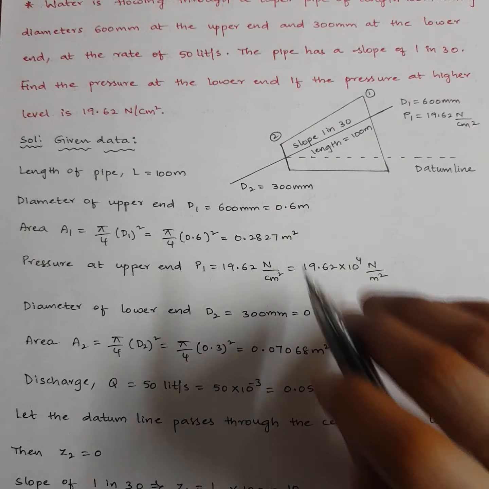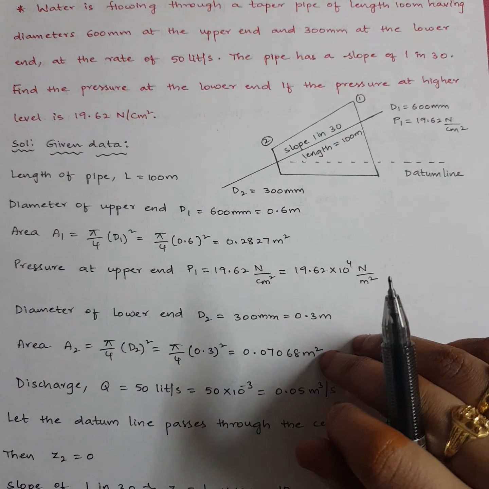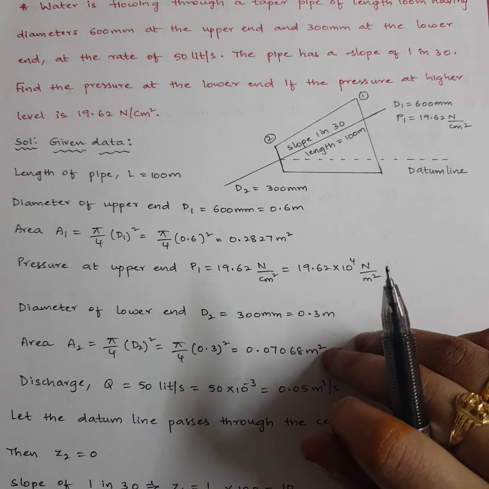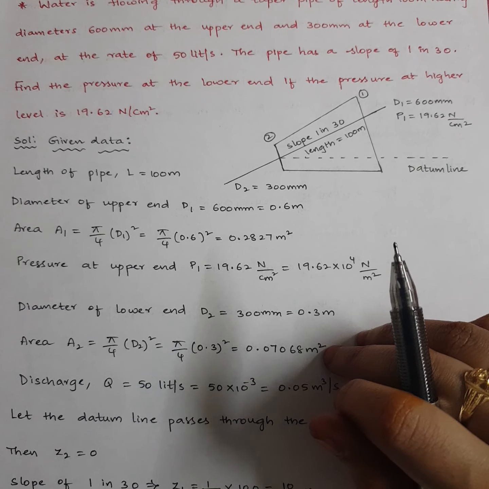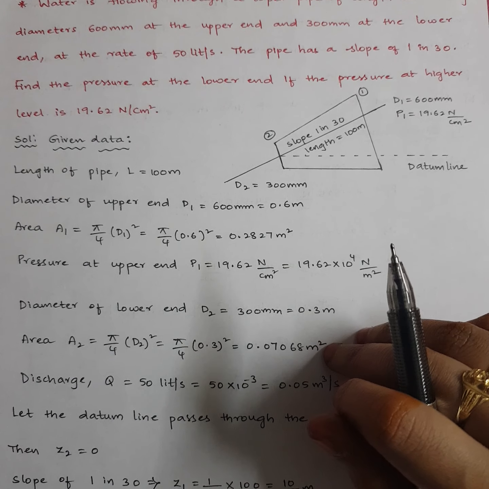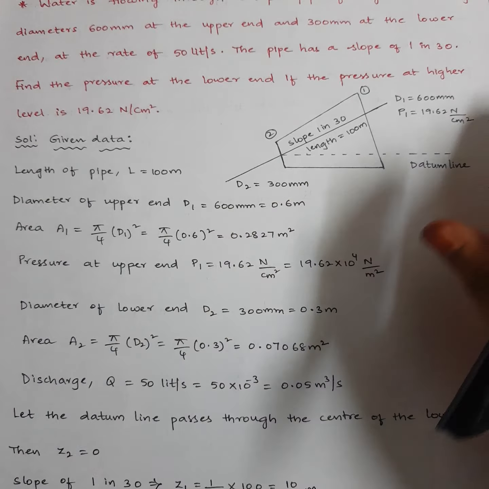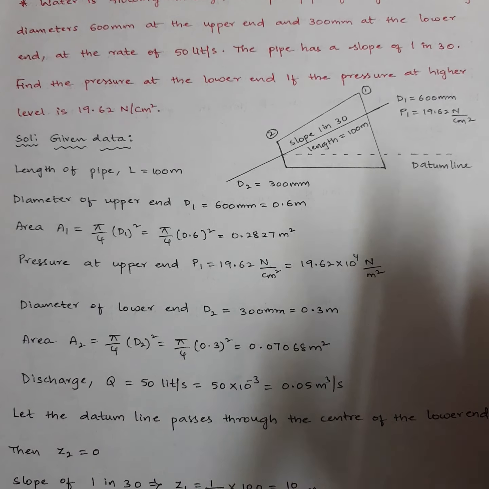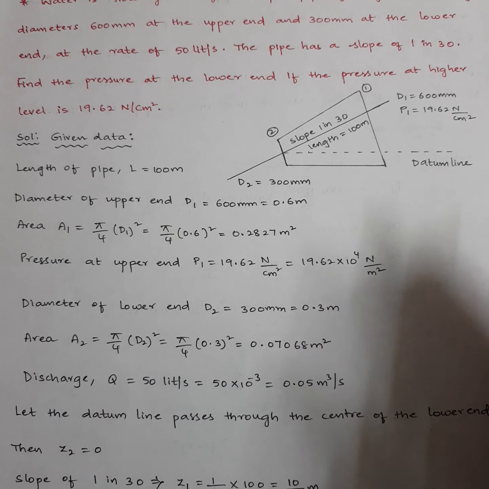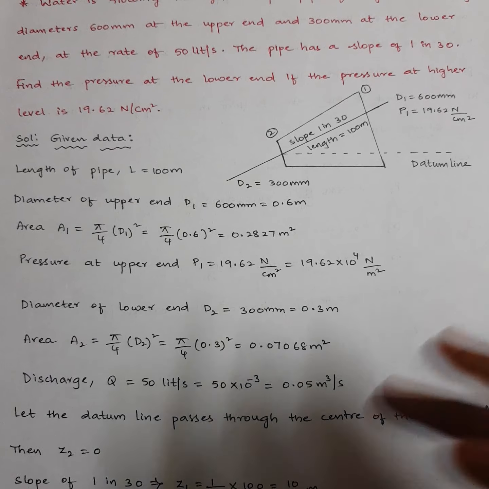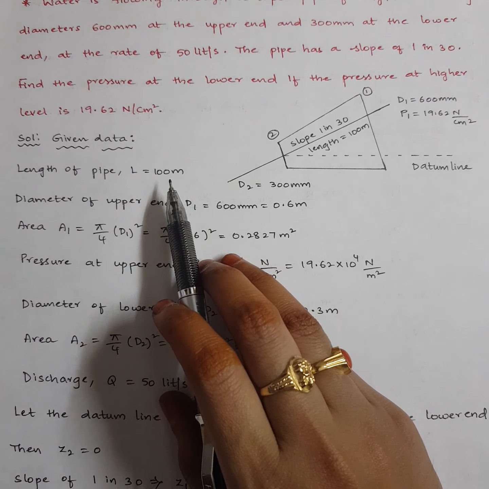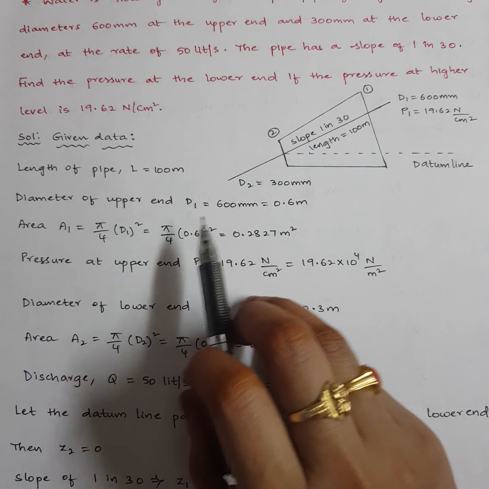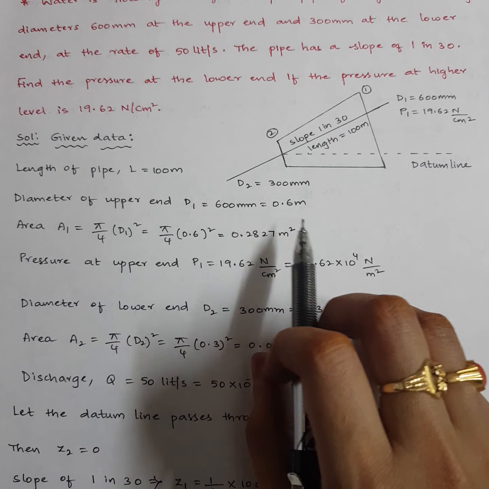So slope of 1 in 30 is given, means it is 1 by 30. I already told you in open channels also, 1 in 30 or 1 is to 30 or 1 by 30 all mean the same. And length is given. So how much slope is up to how much length this slope is maintained? For 100 meter length. So length of the pipe L is 100 meters. Diameter of the pipe at upper end is D1, 600 mm, which is 0.6 meters.